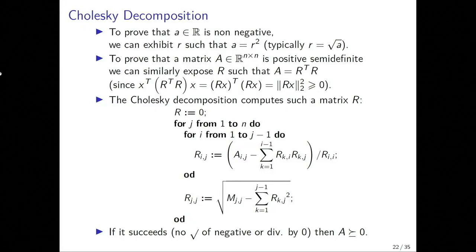And so now, our initial goal was to prove that matrices are positive semidefinite. How do we do that? Just take a comparison. If you take a real number, let's say A, and you want to prove that A is non-negative, a way to do it is to express A as a square. And since the square of a real number is not negative, typically you will take the square root of A.